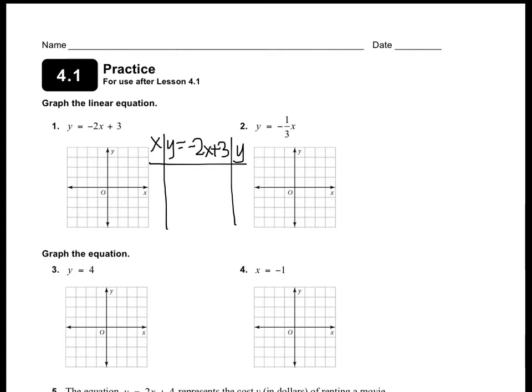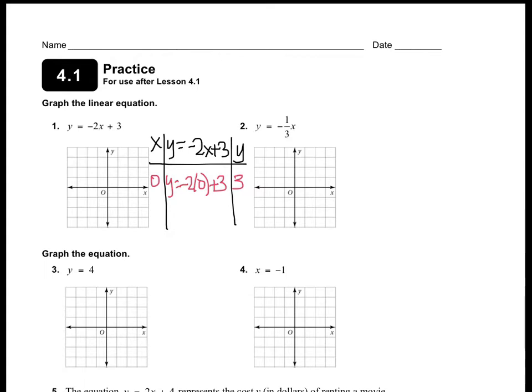So one number that I know will fit will be 0. So y equals, now wherever I see an x, I put a 0. So negative 2 times 0 plus 3. Now when I follow order of operations, that gives me 3. Be careful, do your order of operations properly. So I will graph the point 0, 3 when it's time to graph.